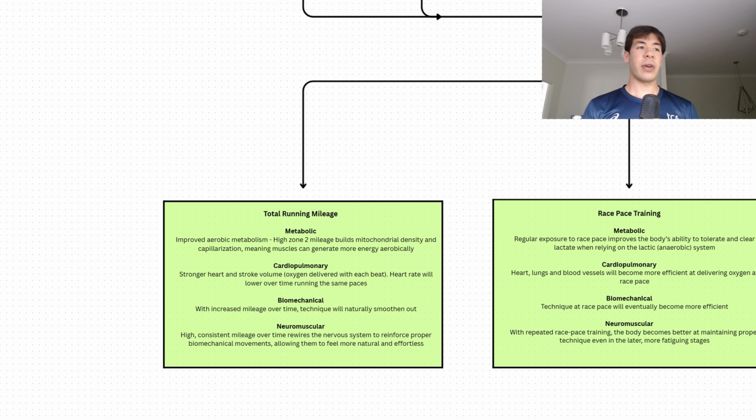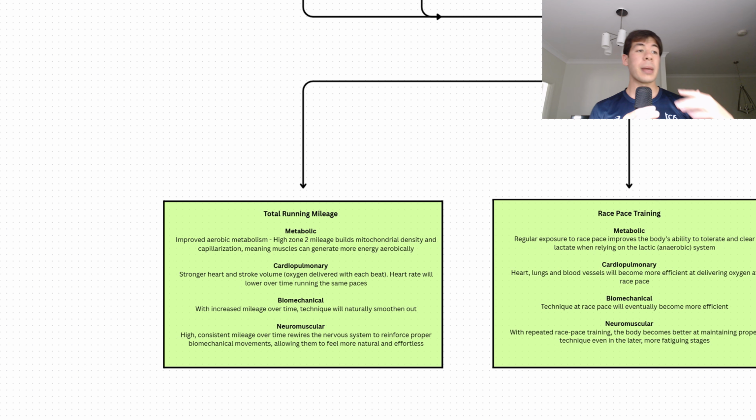How this affects us metabolically is that, first of all, we're going to have improved aerobic metabolism. If you're going to be running increased mileage, the majority of your runs should be done at a nice, easy zone 2, zone 3 conversational pace. This high zone 2 mileage is going to help you build that mitochondrial density and capillarization, meaning that your muscles are going to be able to generate more energy aerobically, which is what we want. And obviously, if you're doing more zone 2 running, you're going to have a stronger heart and stroke volume, with stroke volume in this case being the amount of oxygen delivered with each heartbeat. Over time, your heart rate is slowly going to decrease for running the same distance at the same pace.